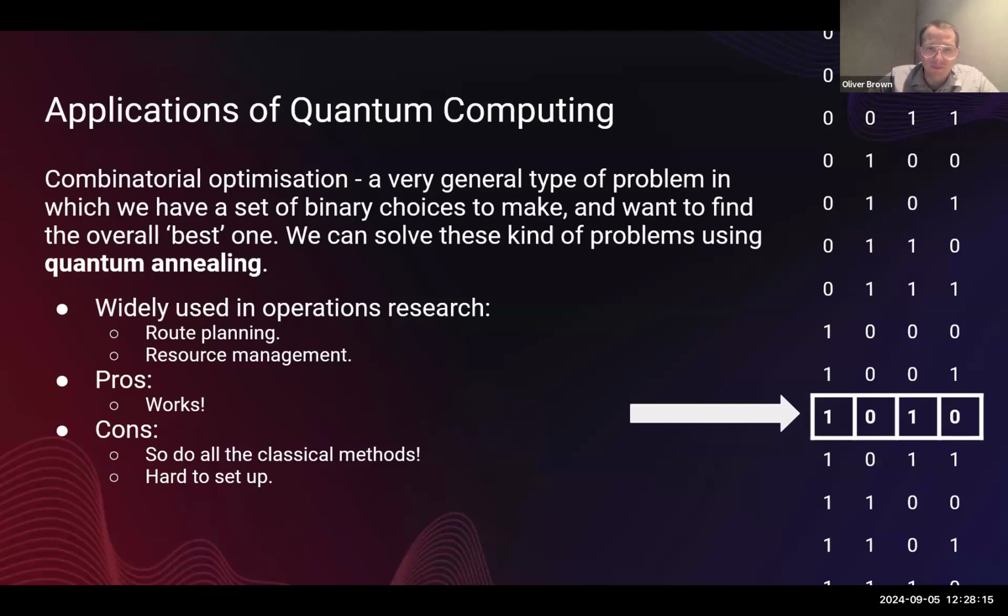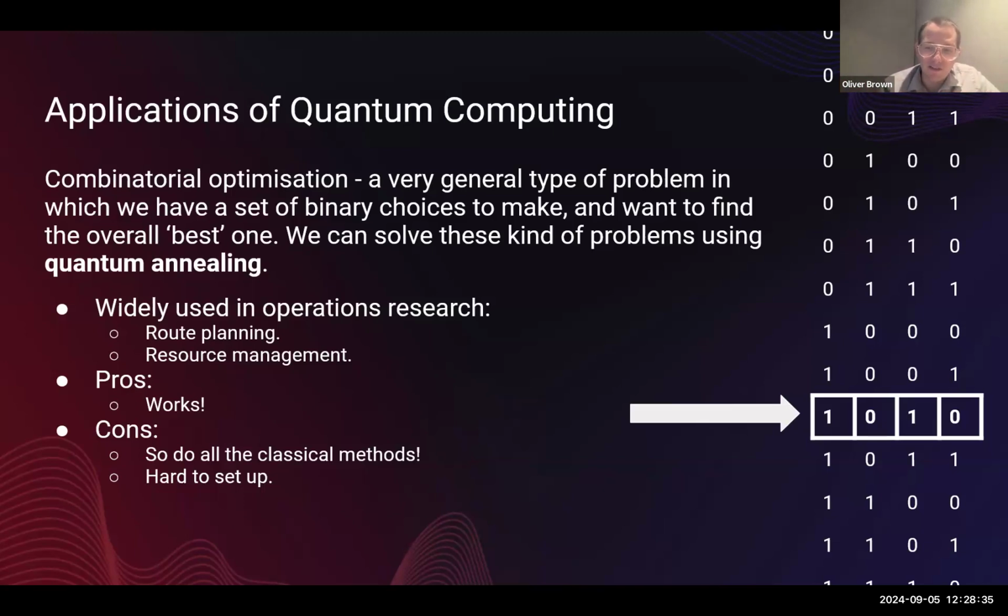The other downside of this approach is that you need to map your classical problem into a quantum one in order to solve it this way in the first place, although we do have some good ways of doing that. So there's a very brief view of a couple of applications of quantum computing, one of which I would say is more useful than the other.